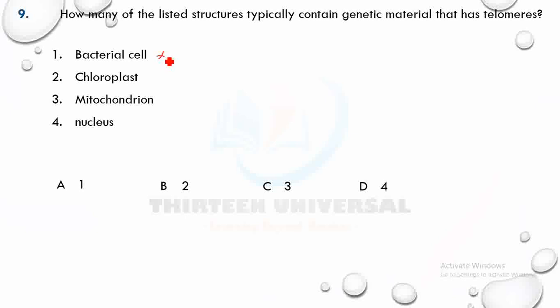Chloroplast has DNA, but it doesn't have histone protein, therefore it doesn't have telomeres. Telomeres can only be found where there's a chromosome. A chromosome consists of DNA and histone protein, so whatever doesn't have histone protein doesn't have telomeres. Mitochondria has circular DNA just like chloroplast, but no histone protein, so there are no telomeres. The nucleus contains chromosomes, because the chromatin forms chromosomes consisting of histone protein and DNA, so it has telomeres. It's only one structure, the nucleus. So the answer is A.